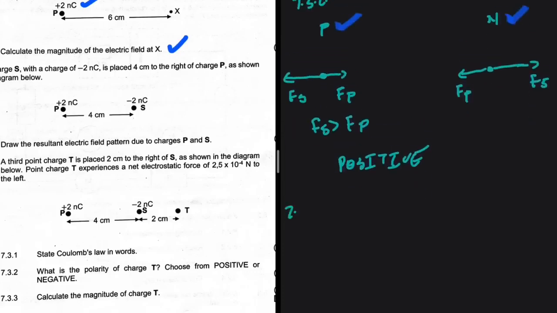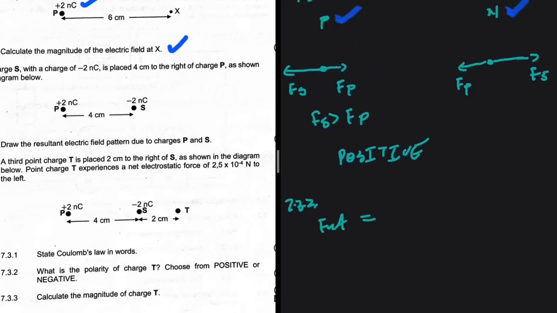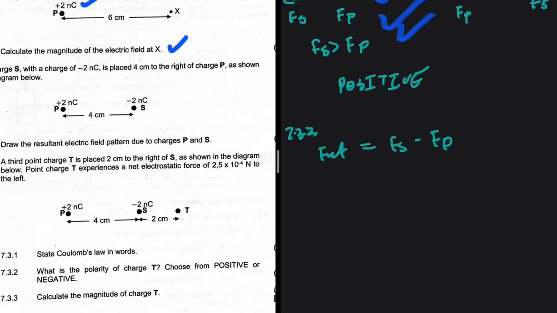And then 7.3.3, we are supposed to actually calculate the magnitude of charge T. Let's go ahead and do that. So F net will be equal to, this is our scenario, right? We are basing everything on this scenario. So F net will be equal to Fs minus Fp. I'm taking direction to the left as positive here, right? So what is F net? F net is 2.5 times 10 to the minus 4.